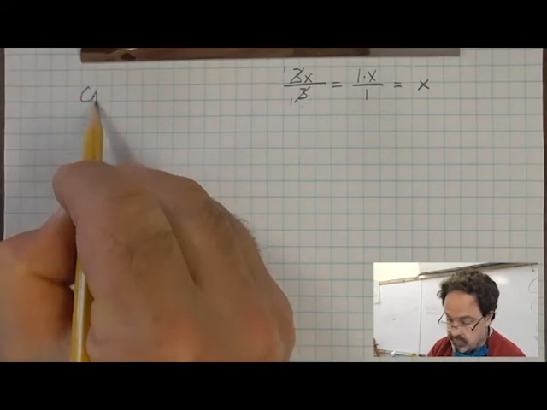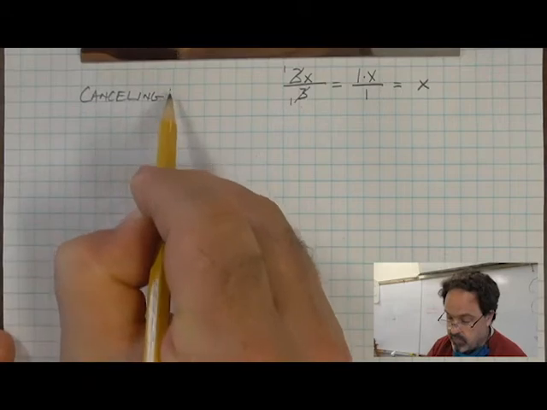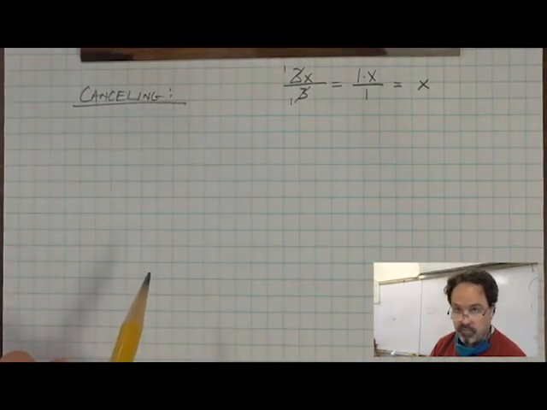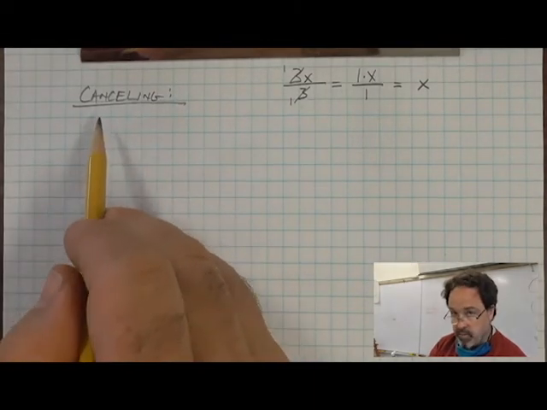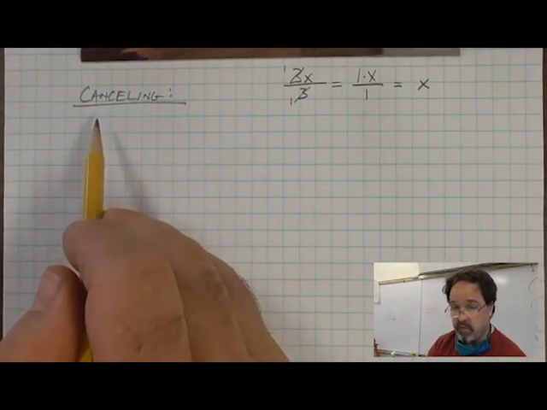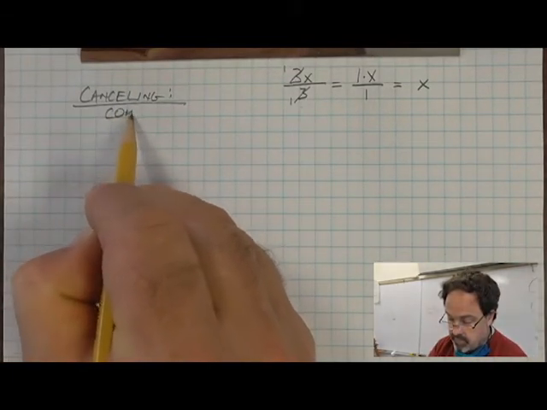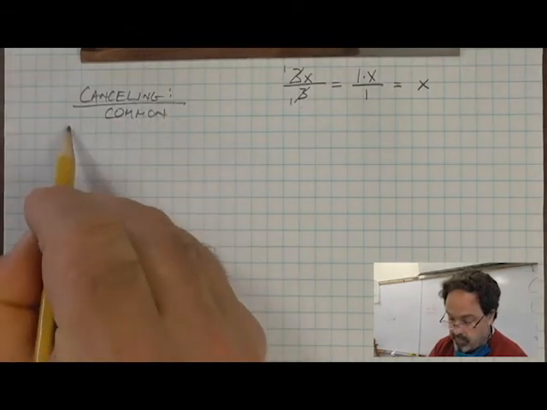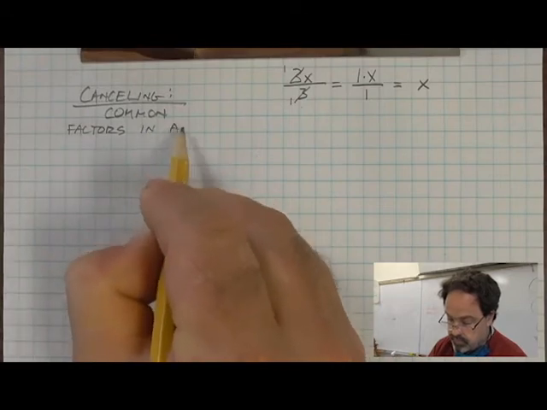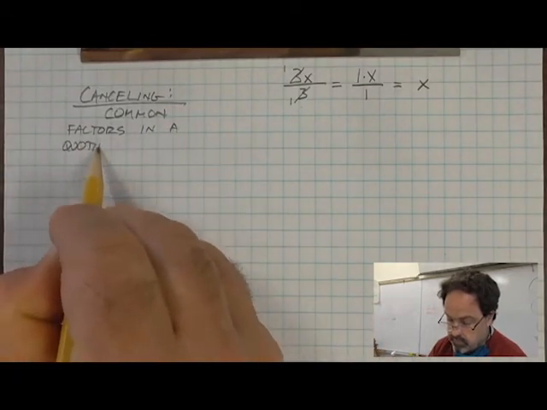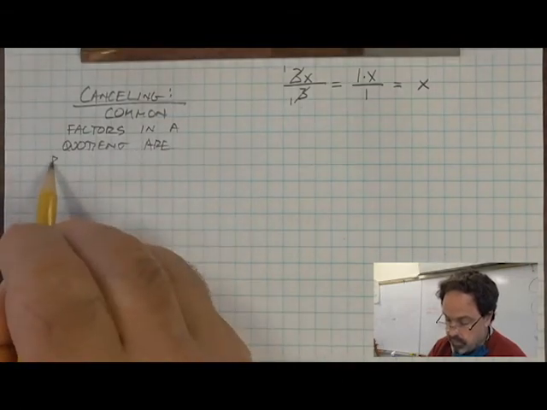So canceling means something that we don't often think about because we just know how to do it. But understanding what we're doing when we cancel can help us do more complicated problems. So canceling means that common factors in a quotient are reduced to 1.